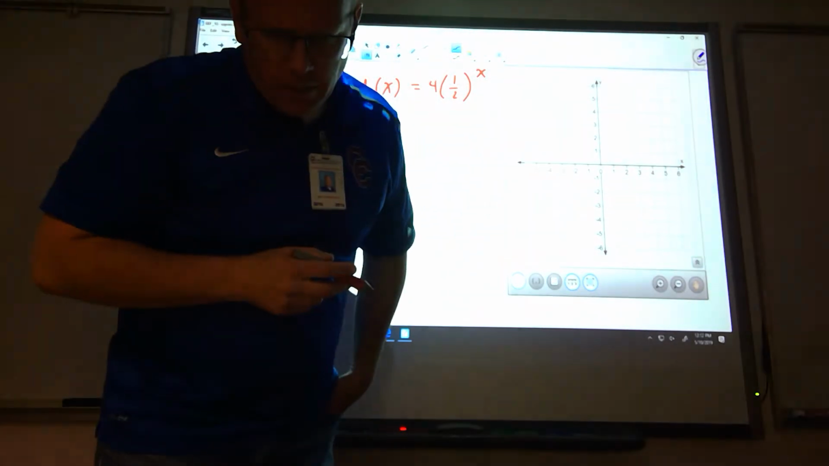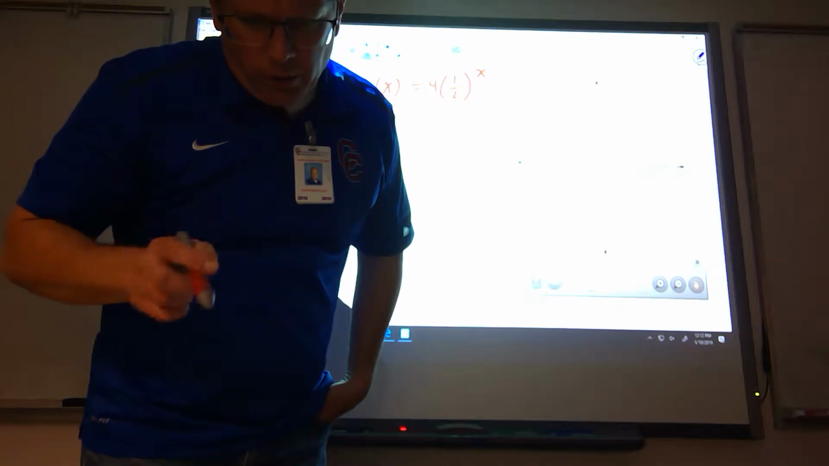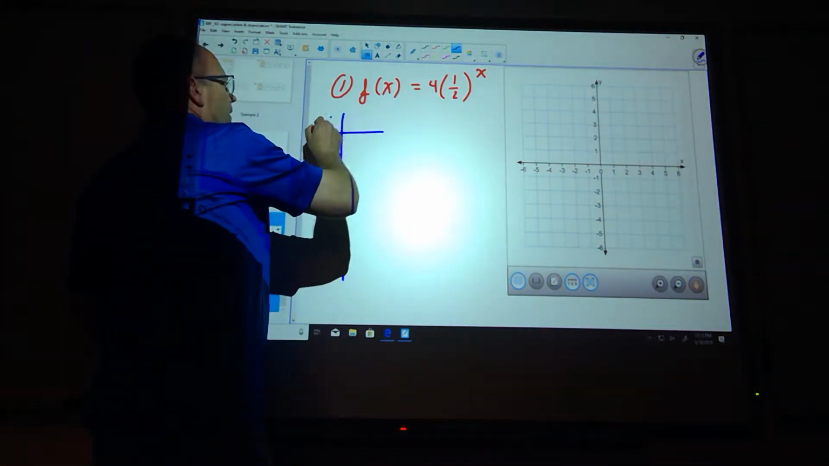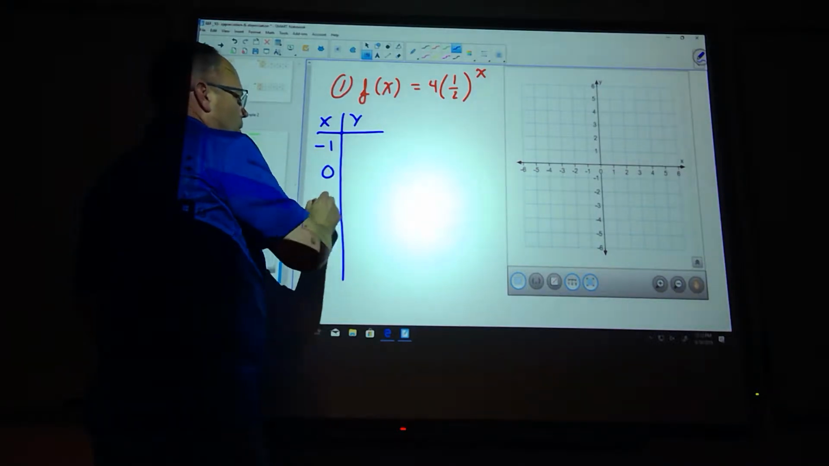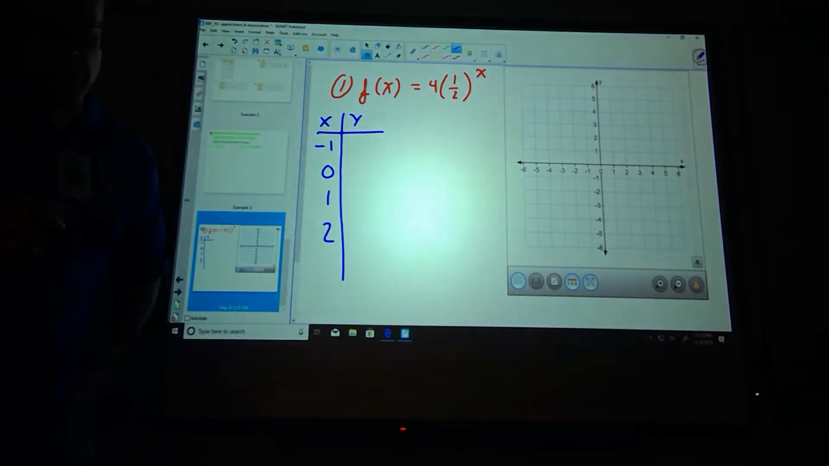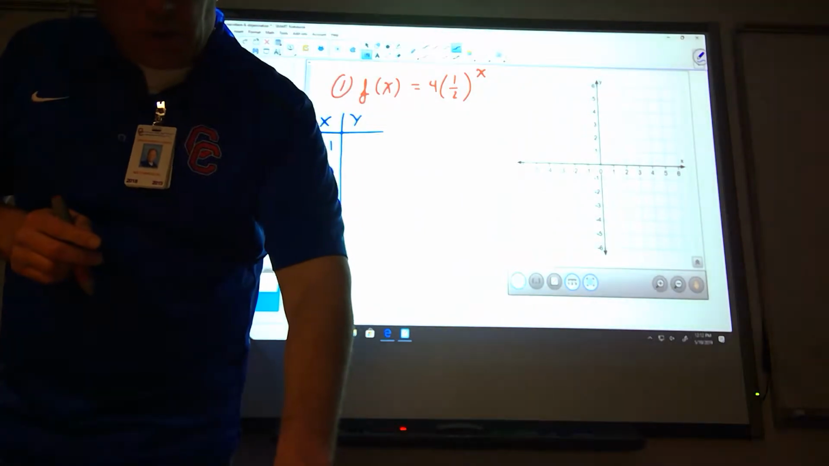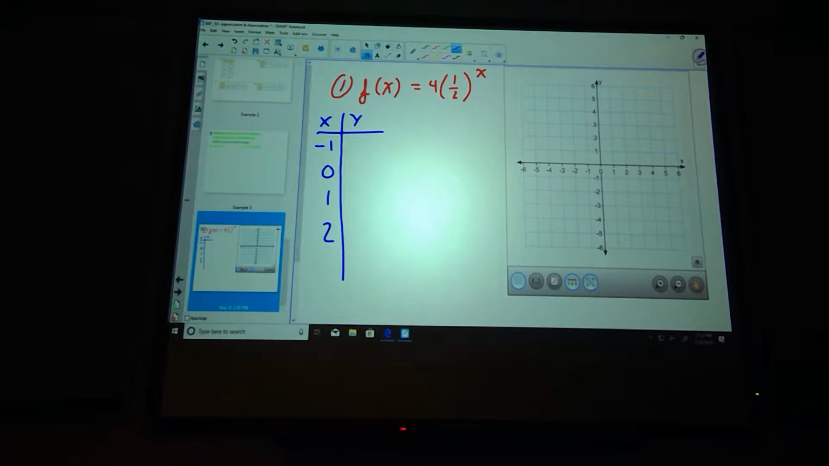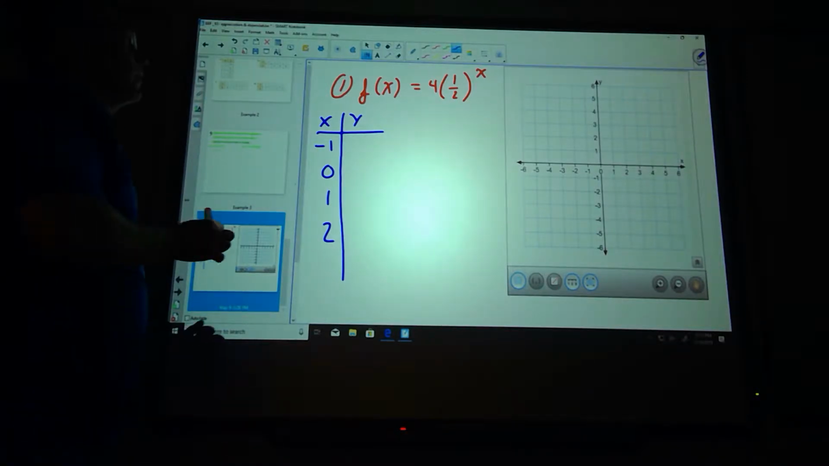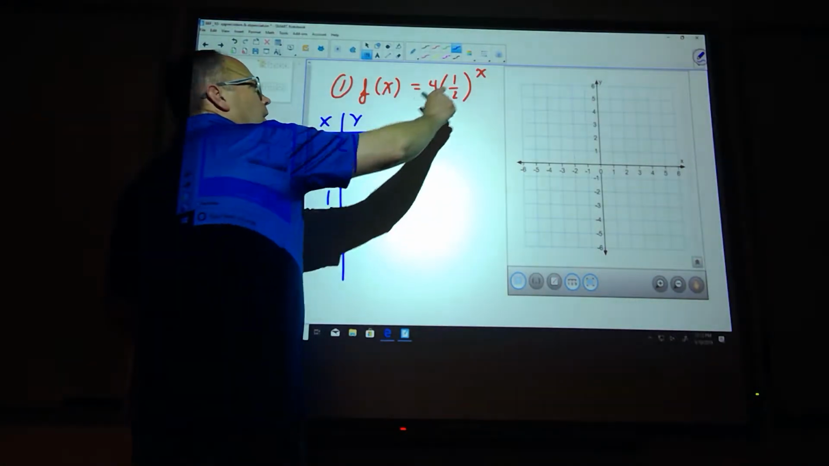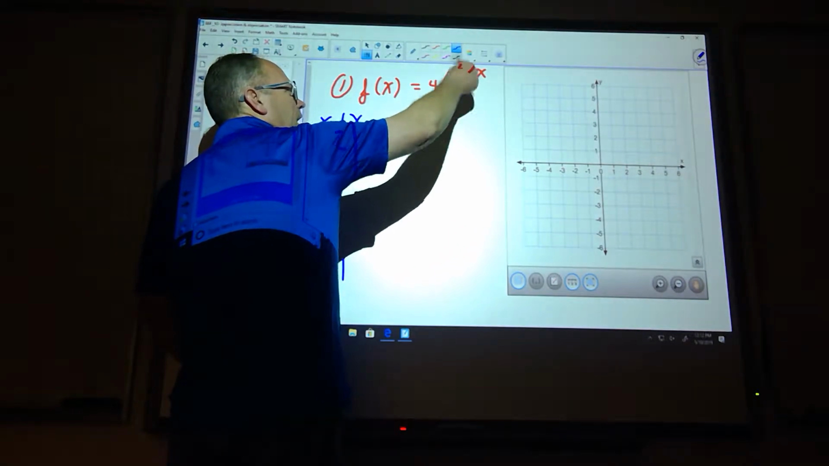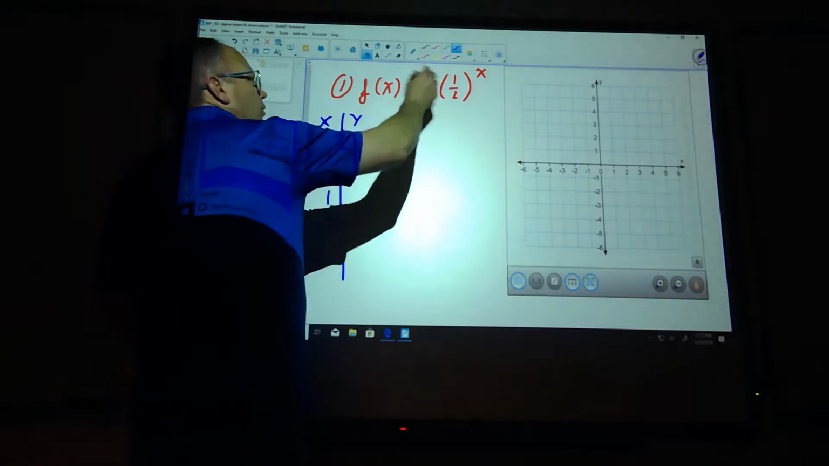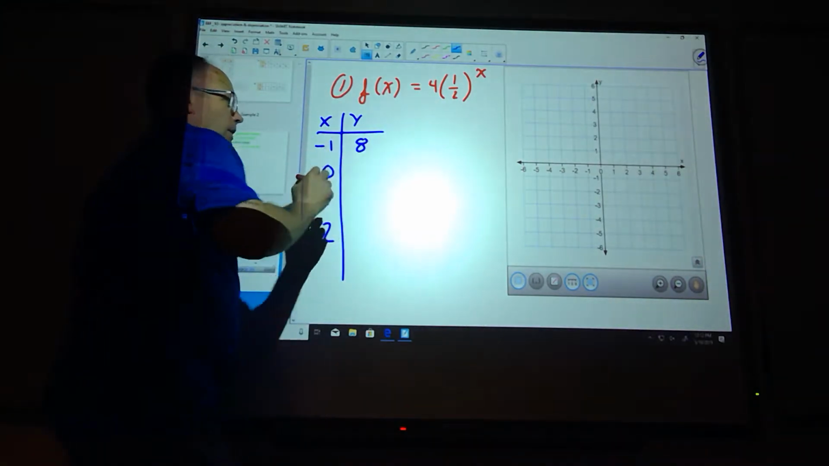I'm going to plug -1, 0, 1, and 2 in. Is that okay? And the reason I'm plugging those in is that's where they want us to find the rates of change, right? Plus, those are kind of nice numbers to plug in. So follow my math on this. If I take -1 and plug it in, that flips 1/2 over to 2. And then 2 times 4 is 8. Is that okay so far?